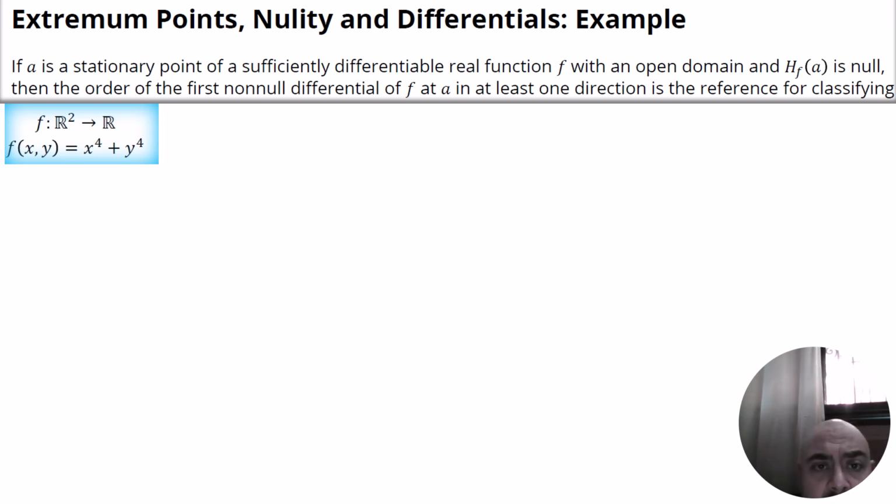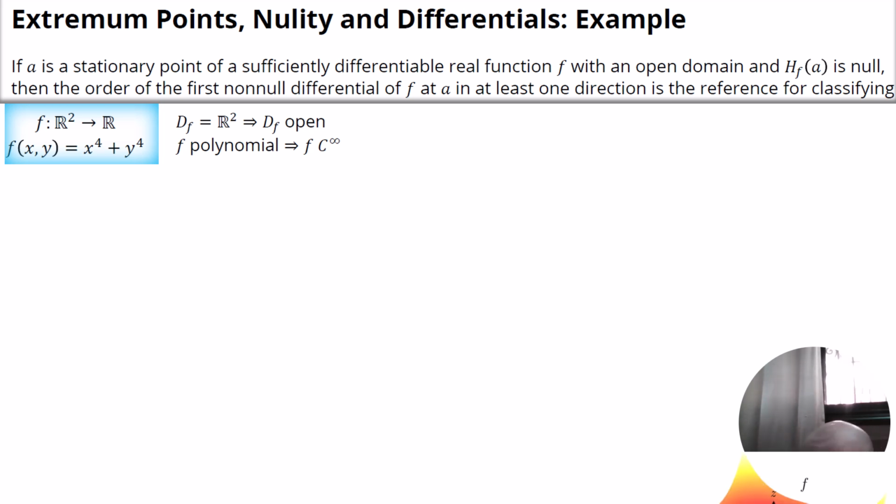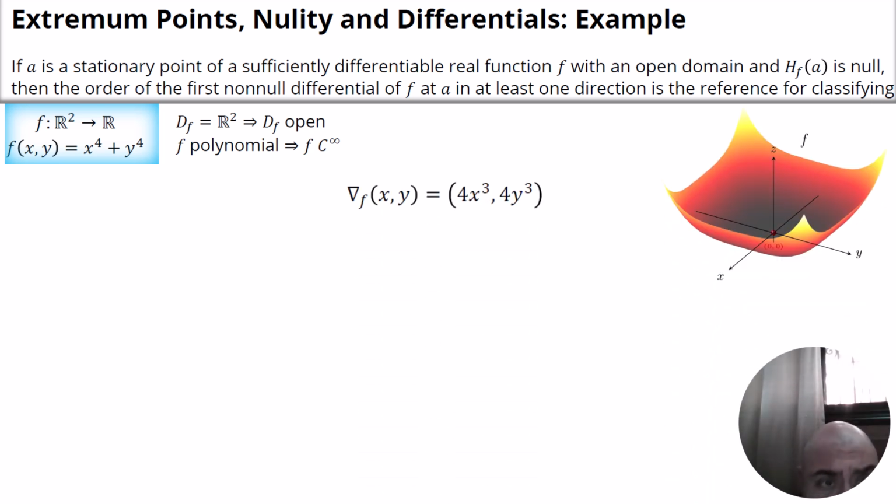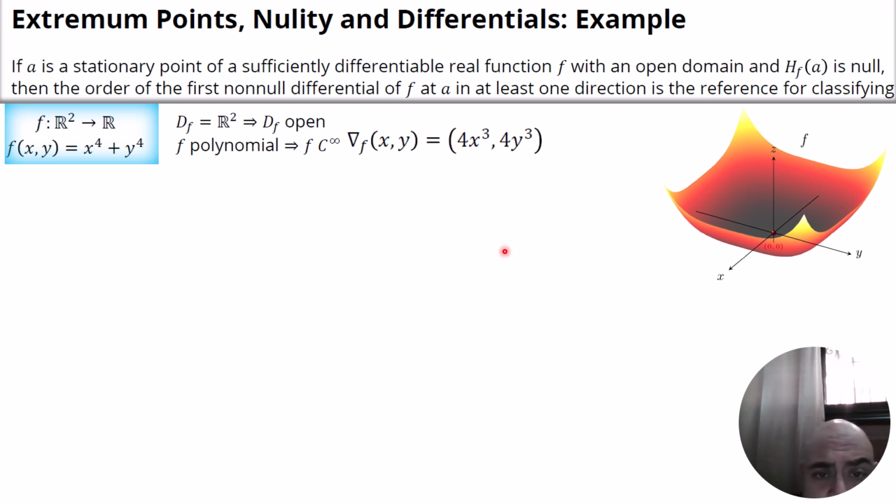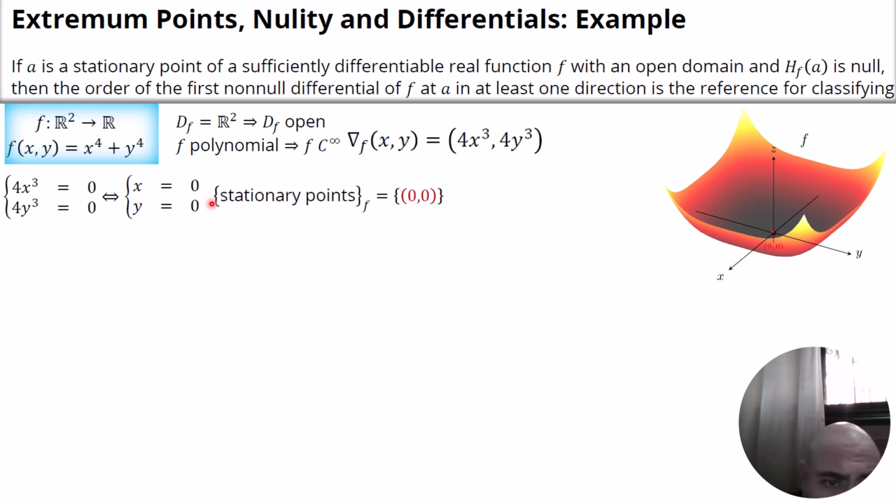Let's go for this problem, which is x to the power of 4 plus y to the power of 4, and apply the knowledge that we saw previously. That's a function from R2 into R, it's a polynomial, so it's C infinity. I'll get the first derivative, which is 4x cubed and 4y cubed. Once you set these two equal to 0, the stationary point will be at 0, 0, only one critical point.